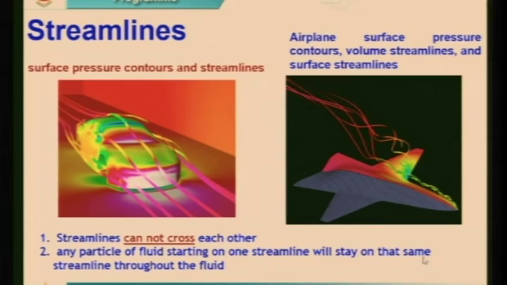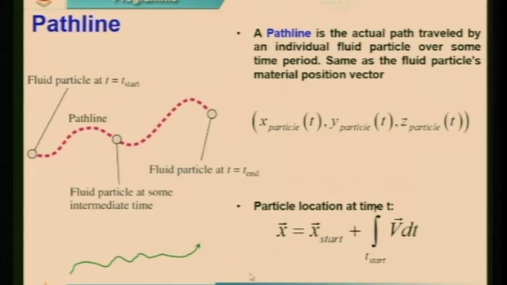So, that is the reason streamlines are very important in drawing the pattern of flow over an aeroplane, over a weir, over a dam, over a car, or in a pipeline also. So, any particle of fluid starting on one streamline will stay on that same streamline throughout the field. So, the particle will remain there only. Now, is it okay? Let us see further.